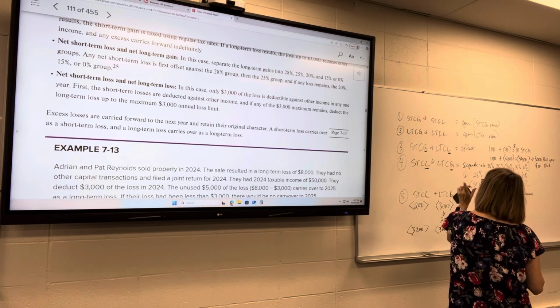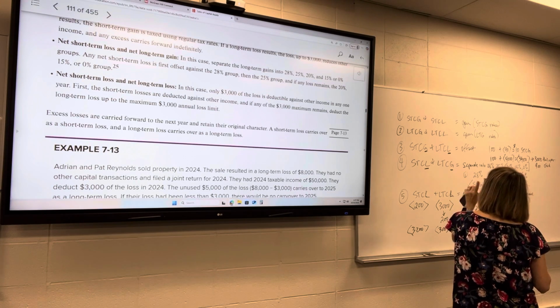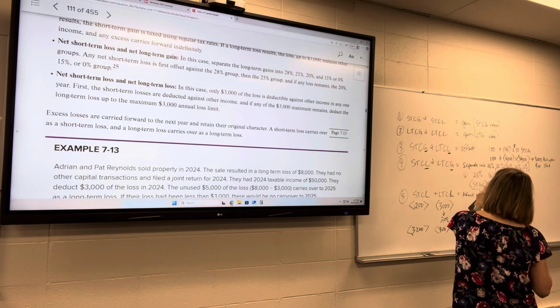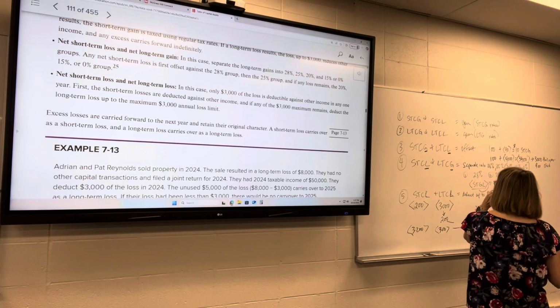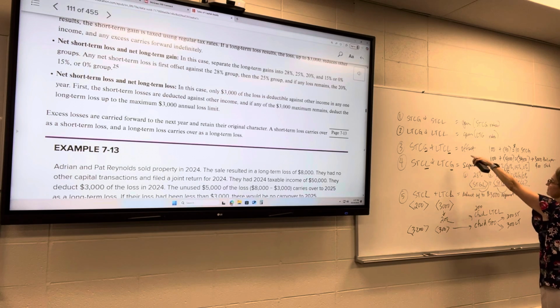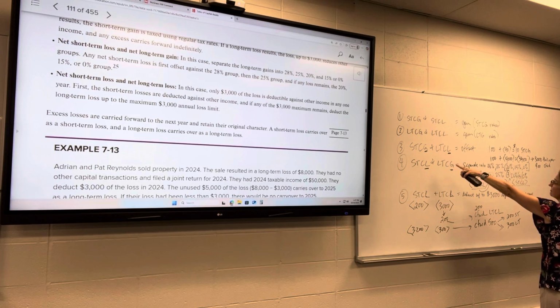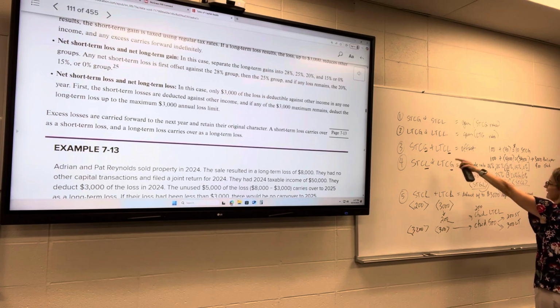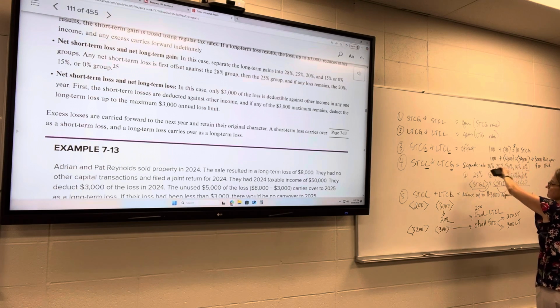So we've combined those. It's a short-term gain. Combine those. It's a long-term gain, and we're going to use those rates. If we combine the gains and the losses, if we have a long-term loss, then we're going to offset those two. One is a gain and one is a loss. We're going to offset them.